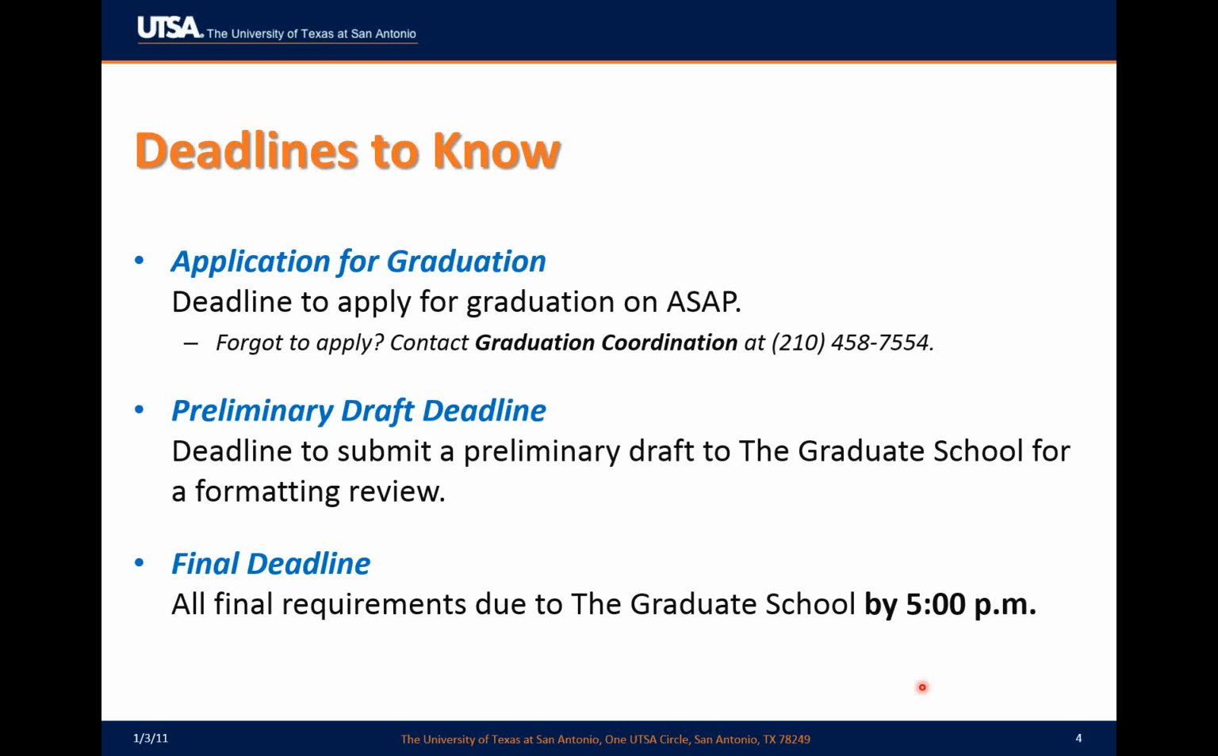And then the last deadline that you need to know when you hit your graduating semester is the final deadline. This is the day that all final requirements are due to the graduate school, and it is always by 5 p.m. on the deadline day. So the preliminary draft deadline and the final deadline you can find on that thesis dissertation webpage that we discussed on the previous slide. We do our best to get those deadlines posted when possible, a couple semesters in advance, so you can take a look and see what we've got. If it's not there yet, just check back later, and your deadlines will be posted as soon as possible.